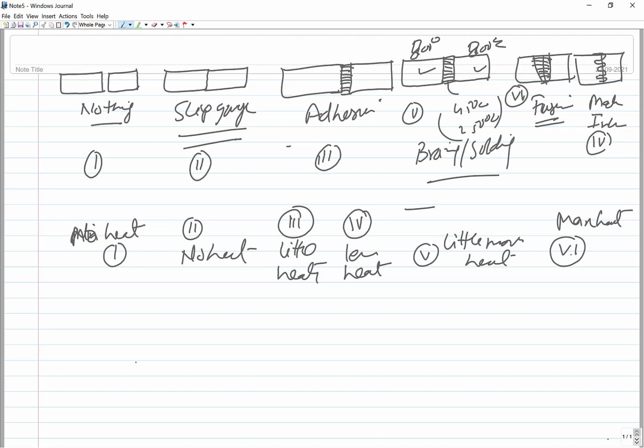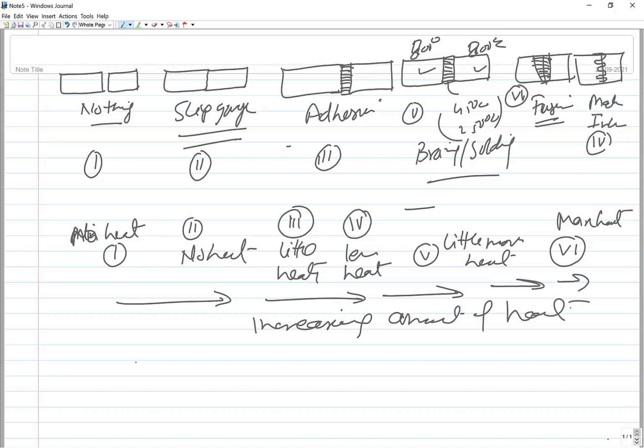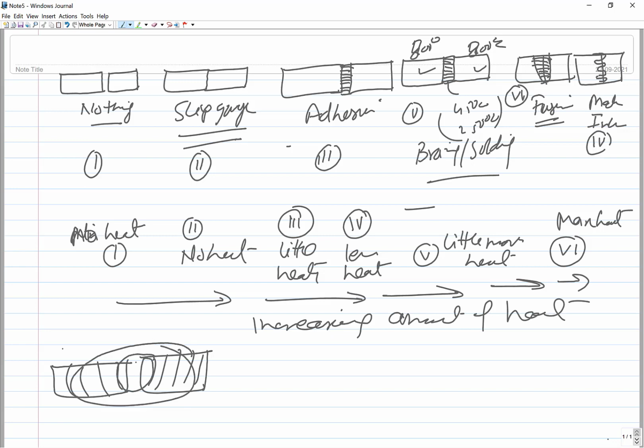So 1 to 6 we have processes with increasing amount of heat, increasing amount of heat which is to be supplied. And you know, if you take the two metals like this, the moment you supply the heat, both metal properties are affected or they get modified. So if you supply less heat, less change. If you supply more heat, more change. So more deterioration to the base metal properties, more heat affected zone is formed when you increase the amount of heat. So this in turn leads to reduced joint performance.